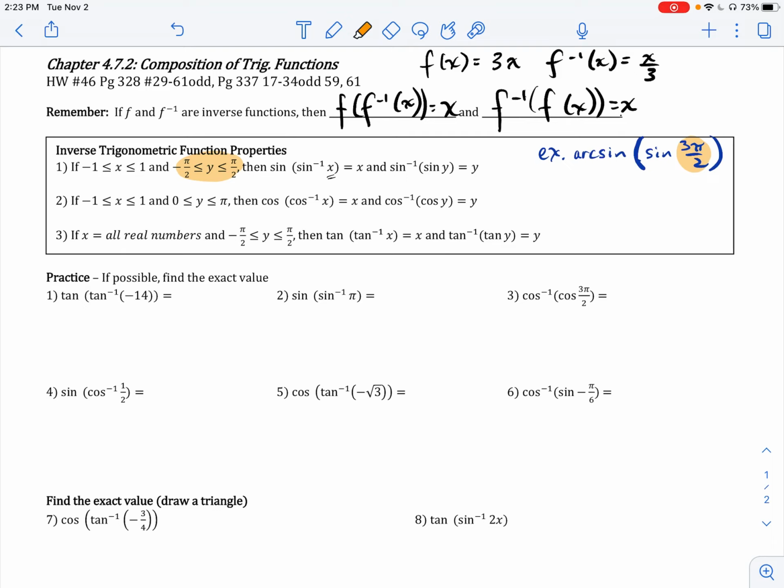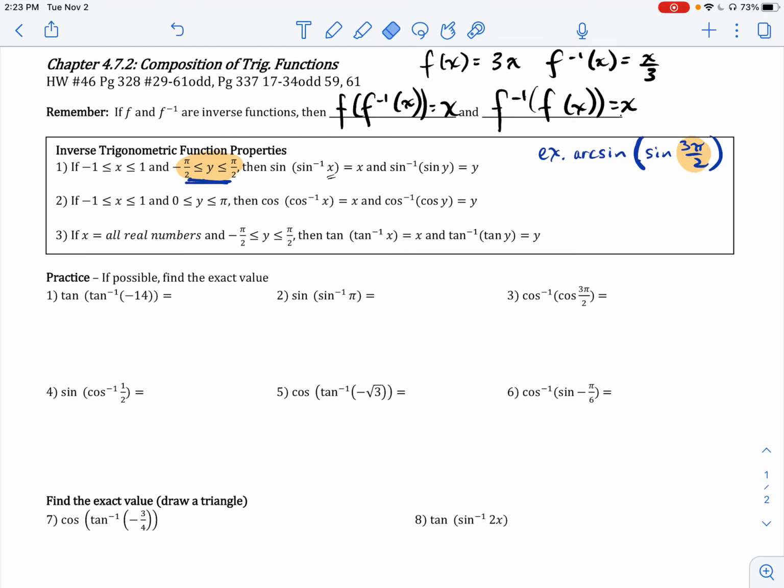And the answer is no, it is not. And all that means right now is that this inverse trig property doesn't apply. That is not to say that we can't evaluate this composition. So we can't just easily say that it is going to be equal to 3 pi over 2. Had this angle been in this interval, then we could just say it's whatever this argument is. But this is still something that we can evaluate.